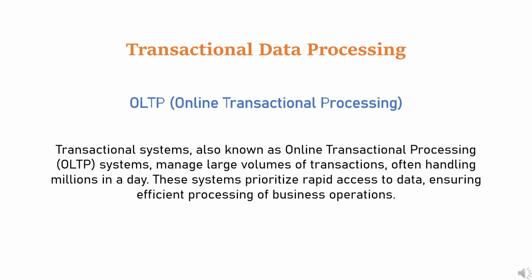OLTP, Online Transactional Processing. Transactional systems, also known as online transactional processing systems, manage large volumes of transactions, often handling millions in a day. These systems prioritize rapid access to data, ensuring efficient processing of business operations.